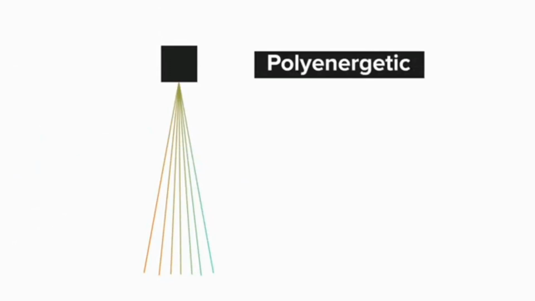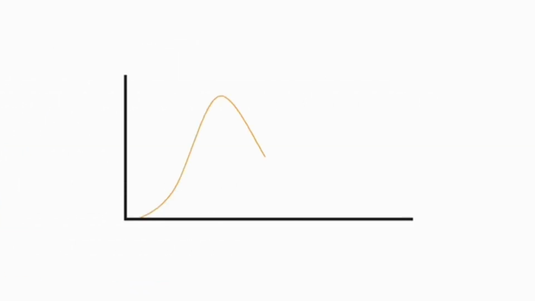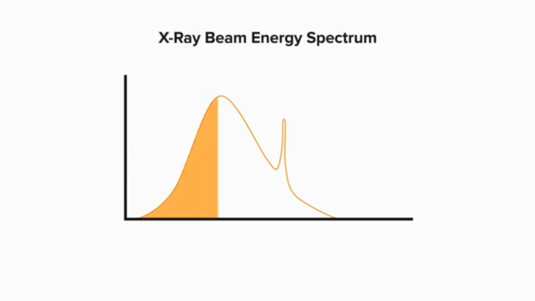So here's the thing about an X-ray beam. It's not made of just one energy. The X-ray beam is what we call polyenergetic, and that just means there's lots of energies. There's millions of photons in the X-ray beam, and all of these photons have a wide range of energies, some high and some low. Here's a graph of a typical X-ray beam energy spectrum.